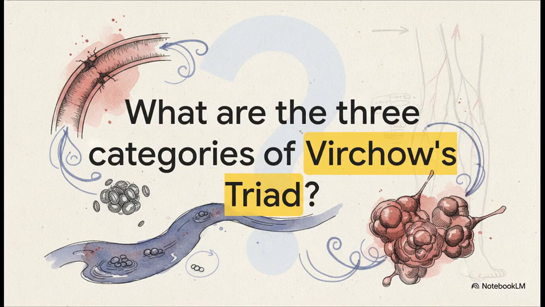What are the 3 classic pathophysiologic categories of Virchow's triad? Is it A, thrombocytopenia, stenosis, and hypotension? B, endothelial injury, stasis, and hypercoagulation? C, hyperlipidemia, vasoconstriction, and tachycardia? Or D, vitamin K deficiency, malnutrition, and walking? You guessed it, the answer is B.